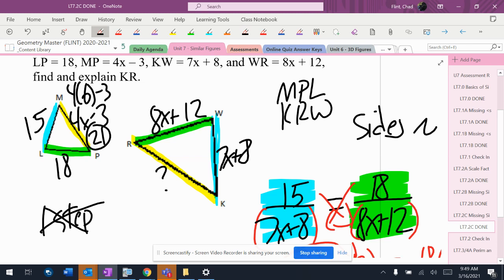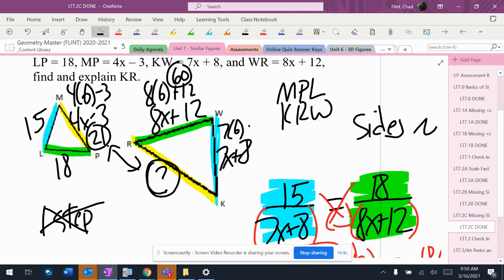Now, I know this is 21, so I could set a fraction up with a 21 and a letter in it. I can get this one. This is 8 times 6 plus 12. That's 48 plus 12 is 60. And this one is 7 times 6 plus 8. That's 42 plus 8 is 50. So that one's 50.